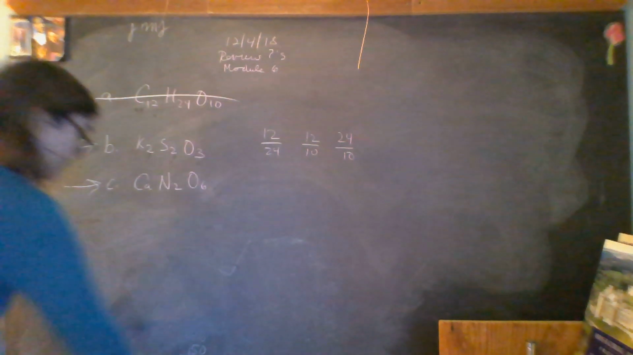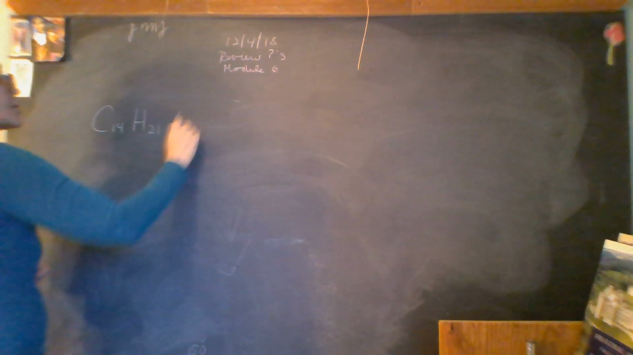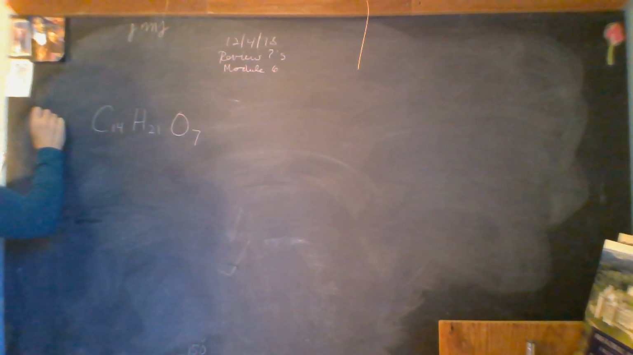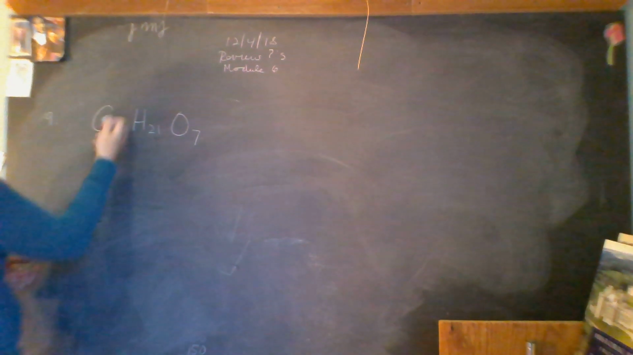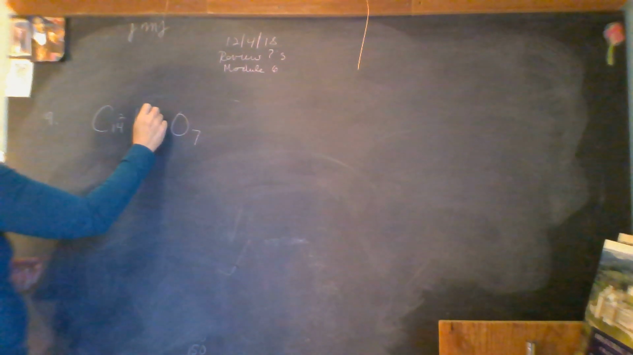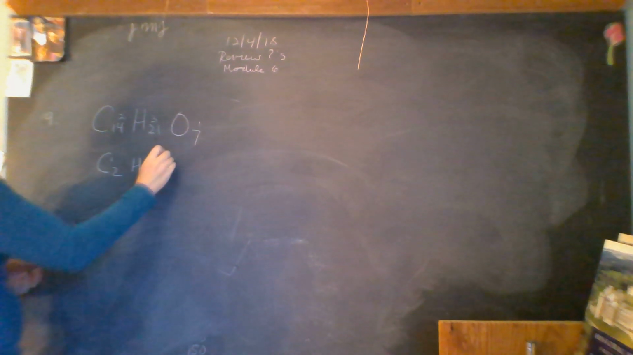Okay, number 9. A compound has a molecular formula of C14H21O7. What is its empirical formula? That's fairly easy because these are all multiples of 7. This is going to be the multiple of 7. That's 2, this is 3, and this is 1. So C2H3O.